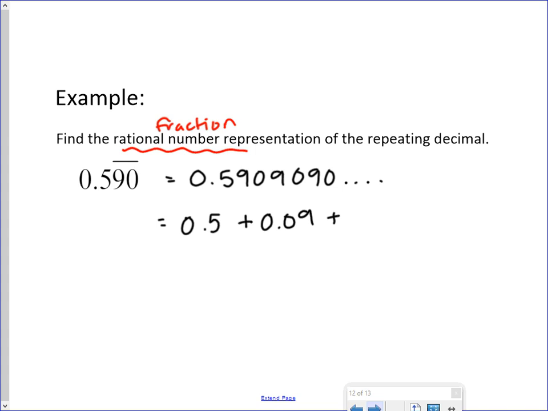I'd have to have a 0 for the 10th term, a 0 for the 100th term, a 0 in the 1000th term, and then a 9 in the 10,000. So I'd be adding plus 0.0009, because that 9 is in the 4th spot after the decimal. Are we okay with that? And the next 9 is in the 6th spot, so I'd have 5 zeros.